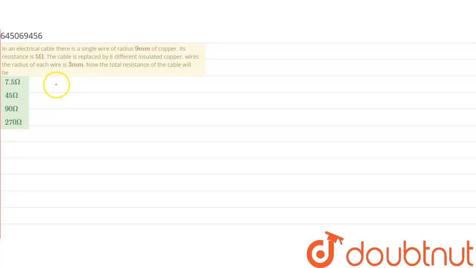So let us say that radius r1 equals 9 millimeter and resistance R equals 5 ohm for the first copper, right? And let the length equal L. In case of the second, let us take r2 equals 3 millimeter, right? And R2, that is the resistance, we have to find out. Same, it is the length of L, right?